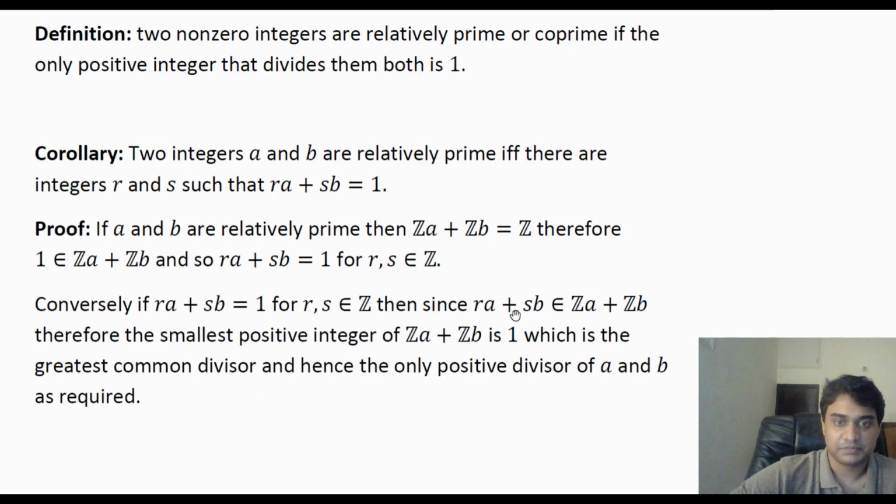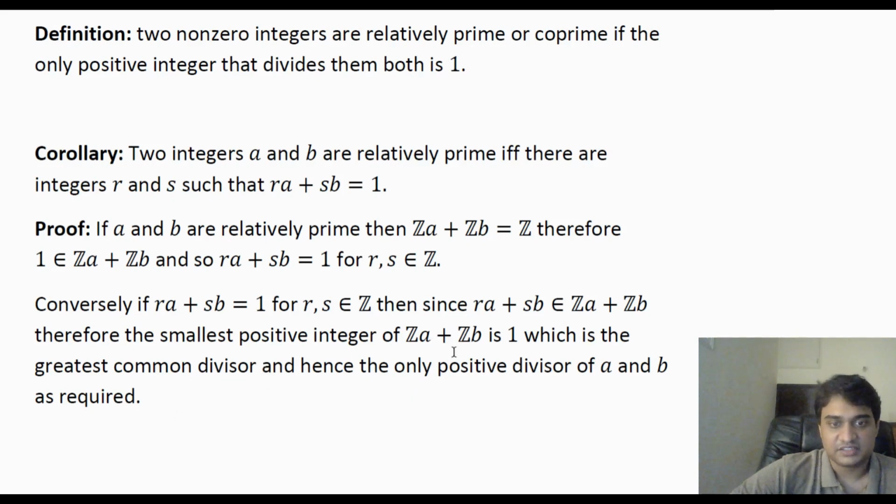since ra plus sb is an element of Za plus Zb, it's an element of the set. It contains all the possible integer combinations, and it is one of the elements. So the smallest positive integer of Za plus Zb is 1, right? Because ra plus sb is 1 and it is contained in Za plus Zb. So 1 is an element of Za plus Zb, and this has to be the smallest positive integer because 1 is the smallest possible positive integer, right?